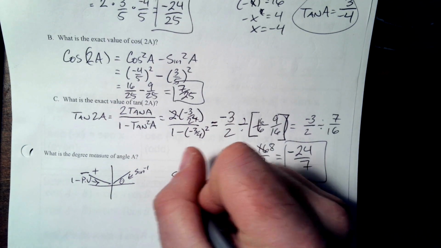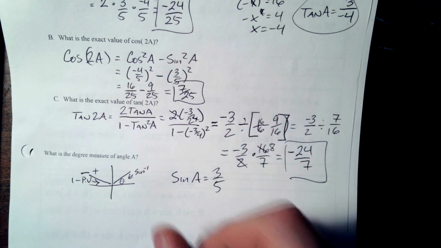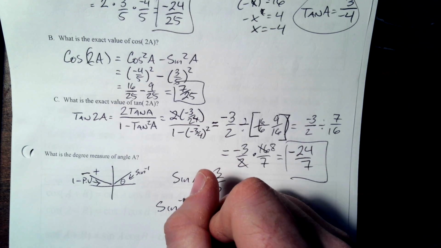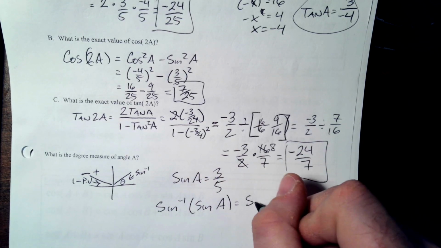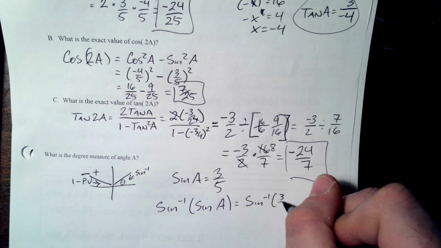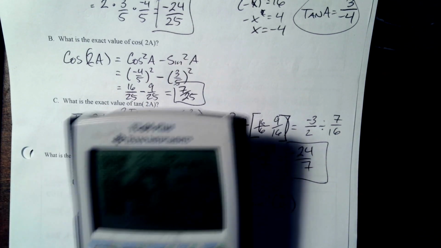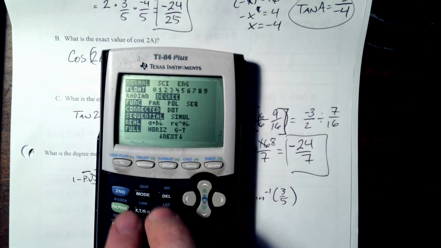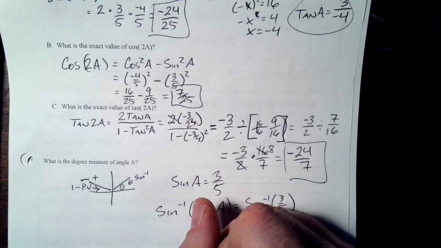So if we know that the sine of our angle is 3/5 and we're in degree mode, then the angle is going to be the sine inverse of 3/5. Double check, make sure we're in degree mode. Looks like we are. So we'll take the sine inverse of 3/5 and get about 36.870 if we round to 3 decimal places.